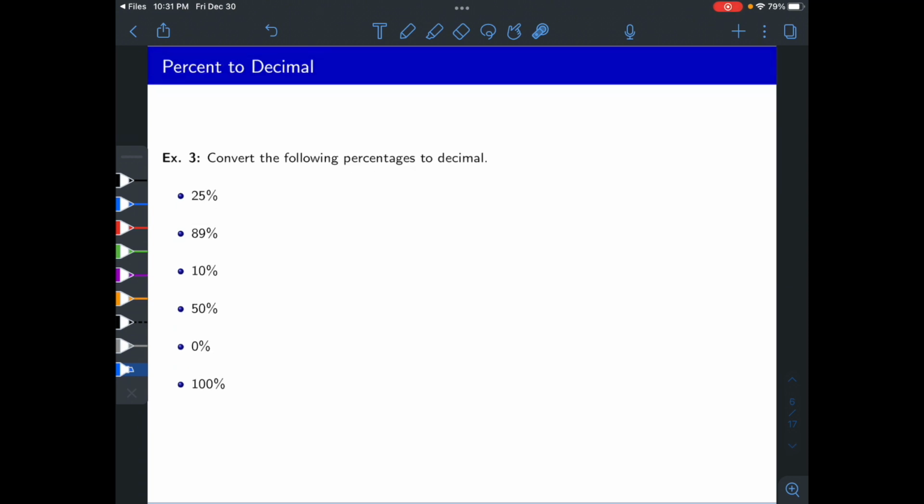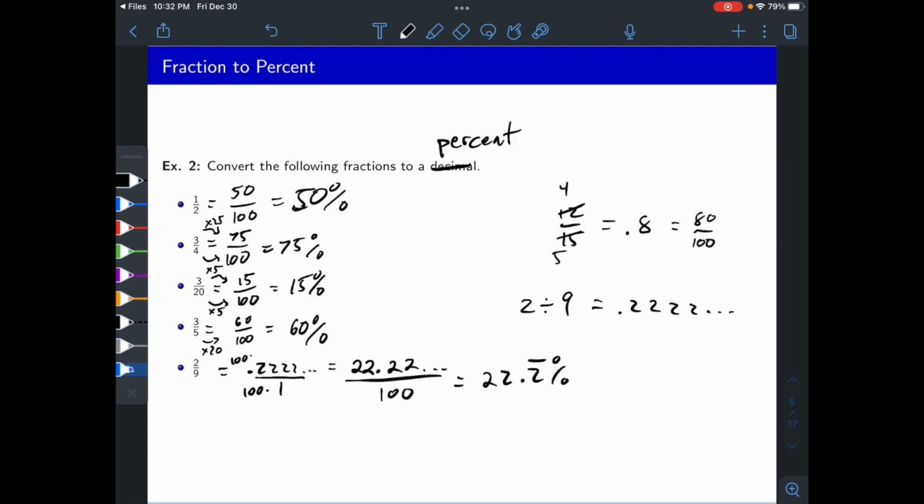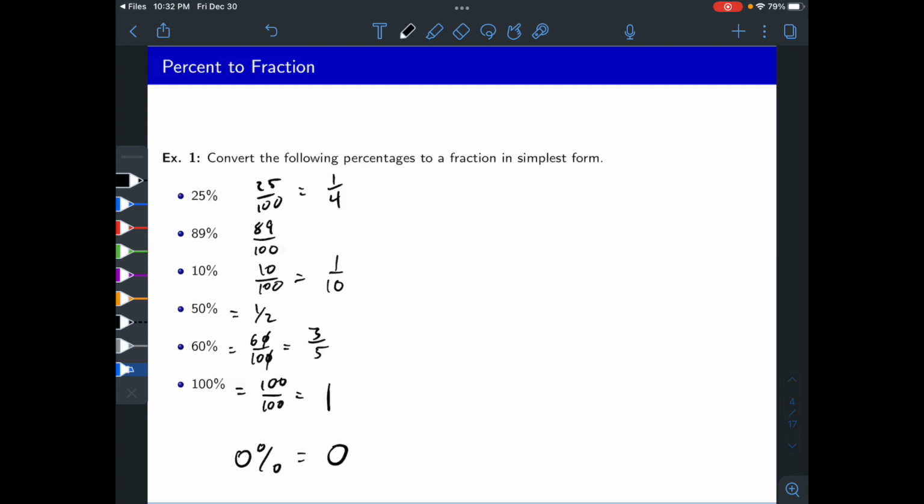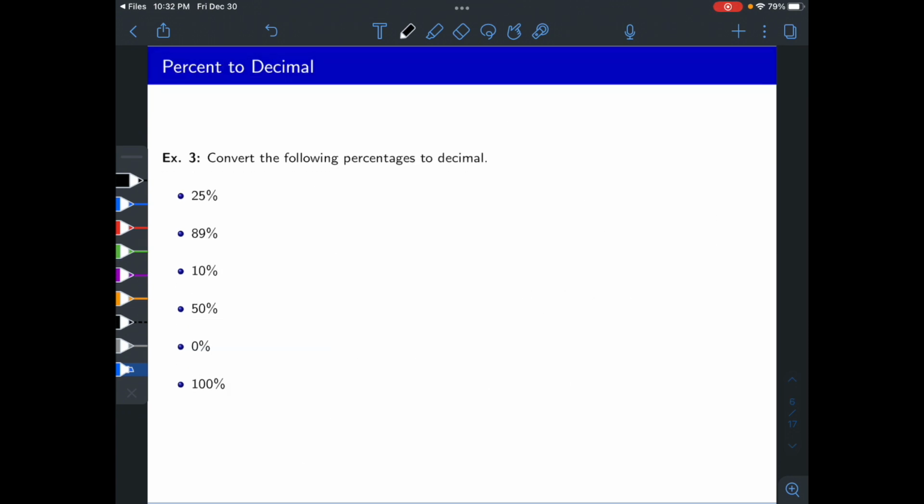All right, percents to decimals. If we wanted to convert a percentage to a decimal, did I skip a slide? No, we're good. Okay. So we did fractions to percents and percents to fractions. Now let's introduce decimals into the equation. If I wanted to convert a percent to a decimal, this is pretty straightforward because this is just like 25 out of 100. So converting that to a decimal, I just literally divide 25 by 100, which just has the effect of moving the decimal over by 2 places.